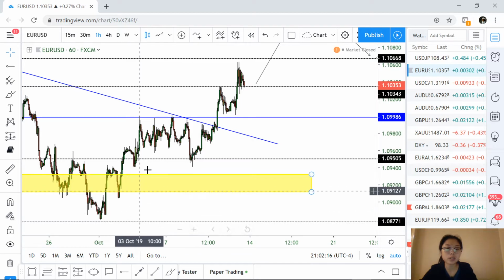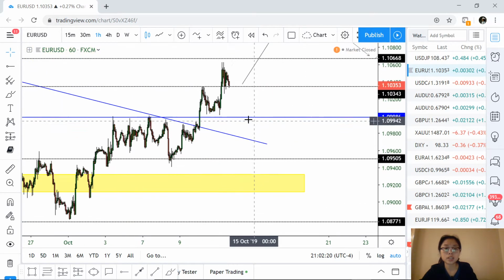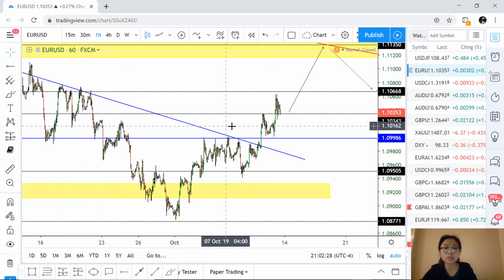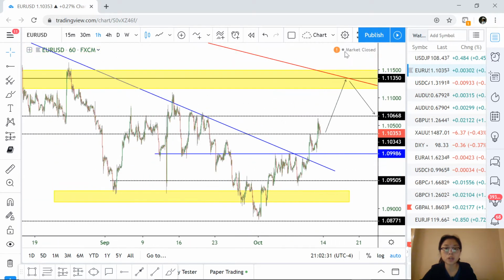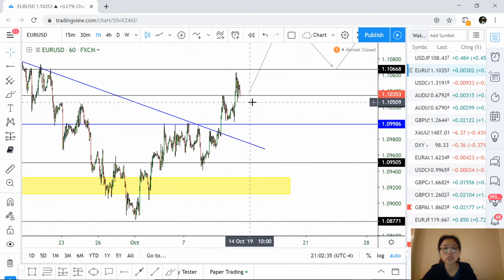So you have higher lows. So we are going with a trend. In this case, we pulled back into previous resistance and also previous levels. So I'm expecting a push up to the red trend line. That is just based off market structure.